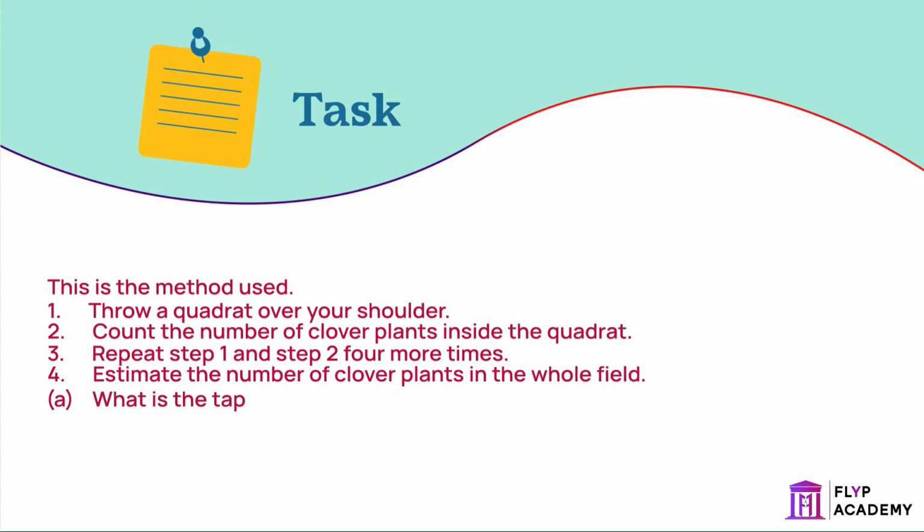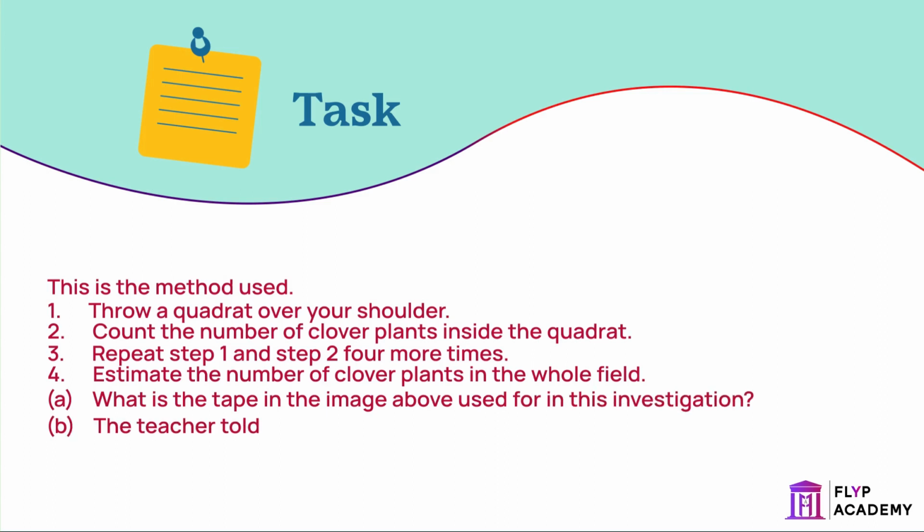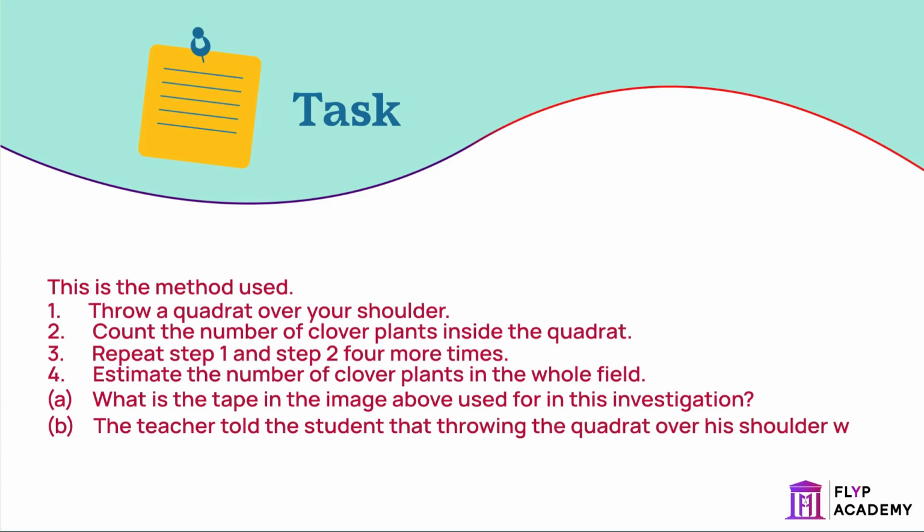A. What is the tape in the image above used for in this investigation? B. The teacher told the student that throwing the quadrat over his shoulder was not random. The method could be improved to make sure the quadrats were placed randomly. Suggest one change the student could make to ensure the quadrats were placed randomly.